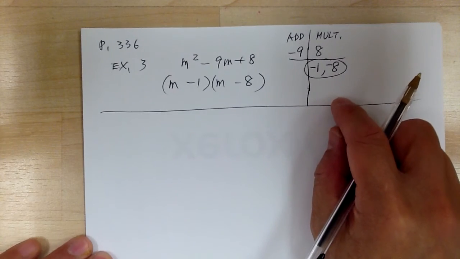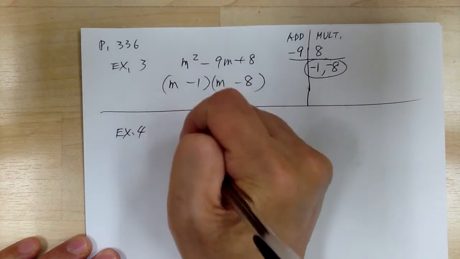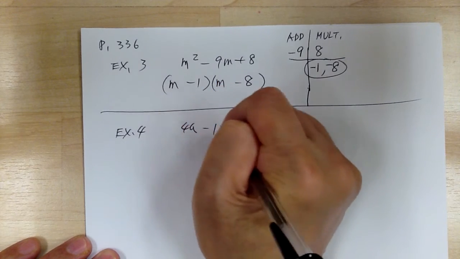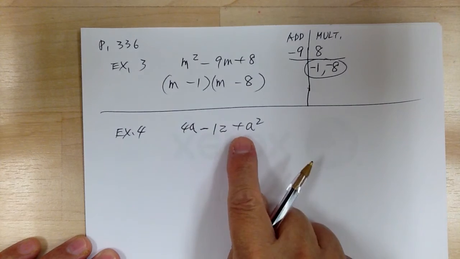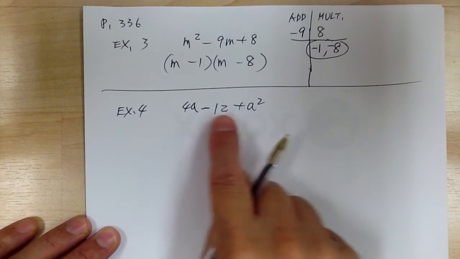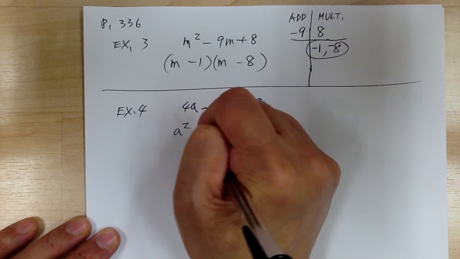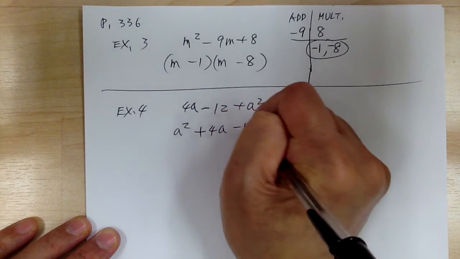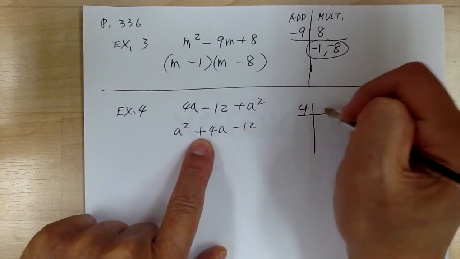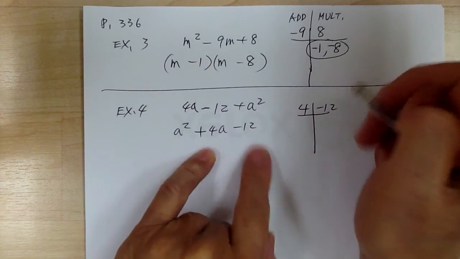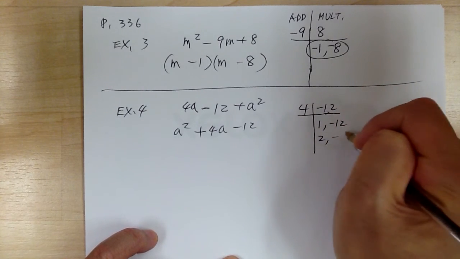Okay, let's go to example 4. Example 4, you got 4a minus 12 plus a squared. Now this is in the wrong order, so don't do factoring yet. You got to arrange this in correct order first. So make it a squared plus 4a minus 12. So now you can go and do the cross. So this is 4, negative 12, right? And so again, start with 1 comma, negative 12, 2 comma, negative 6.